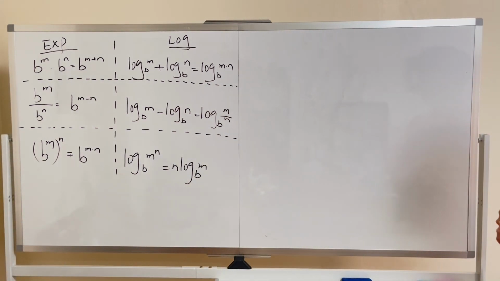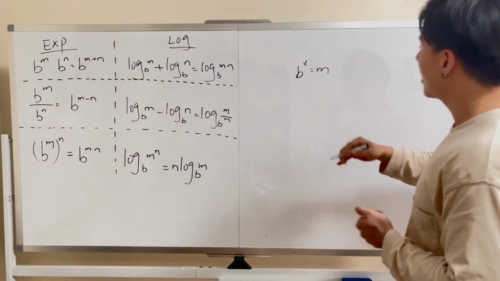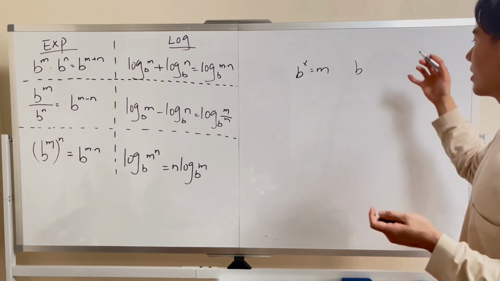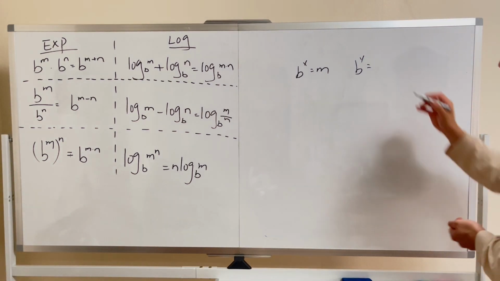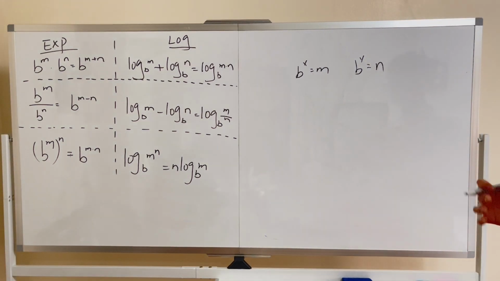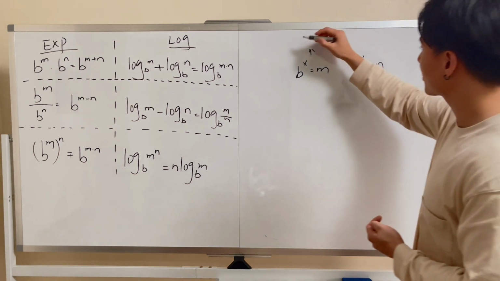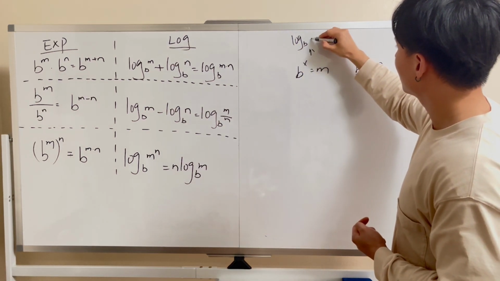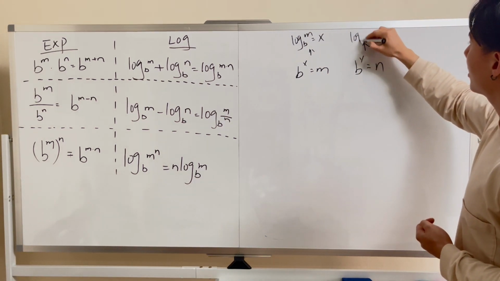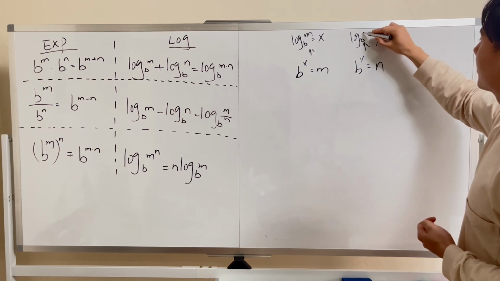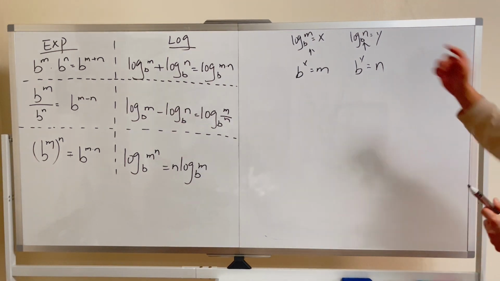So we're going to start off with some exponential equation. Let's say we have b to the power of x equals m. And then let's say we have another equation with the same base, b to a different power, y. Of course, it will yield a different answer, which let's call n. Now what I'm going to do is put both of these equations in log form first. This is going to be log base b of m equals x. This one will be log base b of n equals the exponent y. I'm going to convert them into log form and put them aside. We're going to come back to those.